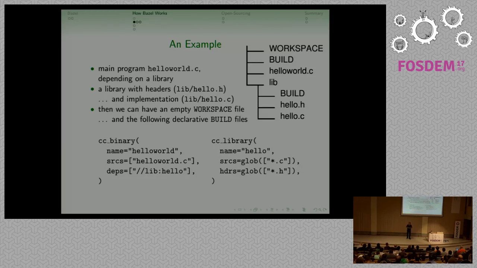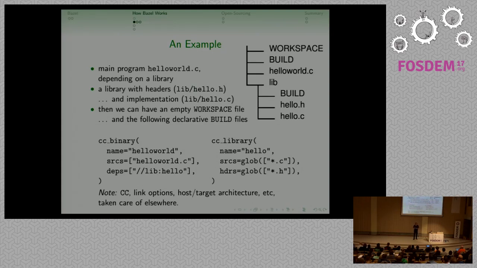And then you have the actual build files. In this case, start from the top. Next to the C program, you have a build file saying, look, I have a binary, it's written in C, it has a name, this is the source file, and by the way, it depends on that library. And for the library, similar, say this is a library, it has a name, and all the C files in that directory are my source files, and all the header files belong to that library.